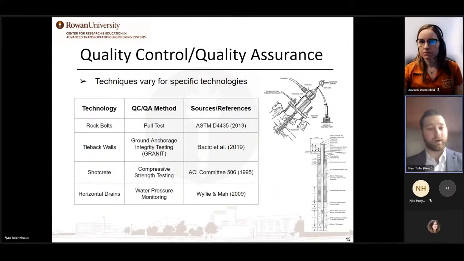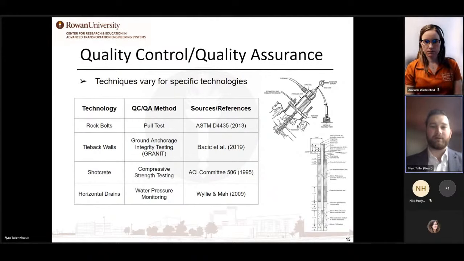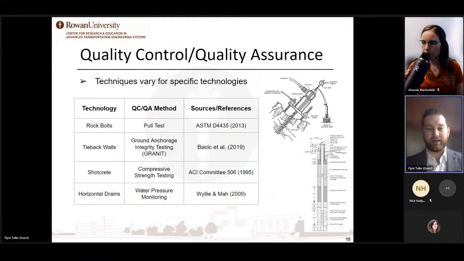But then moving into the tieback walls, they have their ground anchorage integrity testing method. And the source and the reference for this is a journal article. There is no standard specification currently that is kind of universally accepted. This is a newer QC/QA test that has come about. It's from 2019. And so while it's gaining steam and is being accepted, it doesn't have that same reliability as like an ASTM or an ACI, which is the next one.